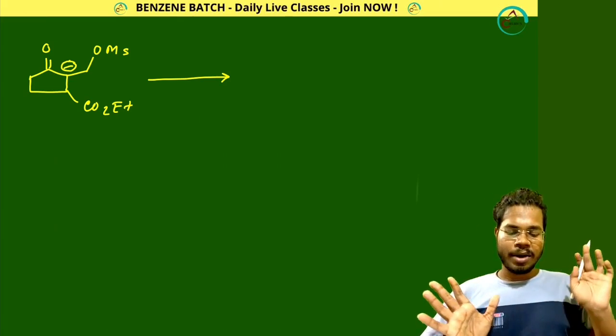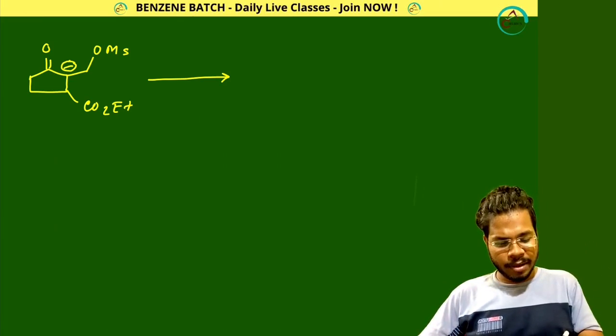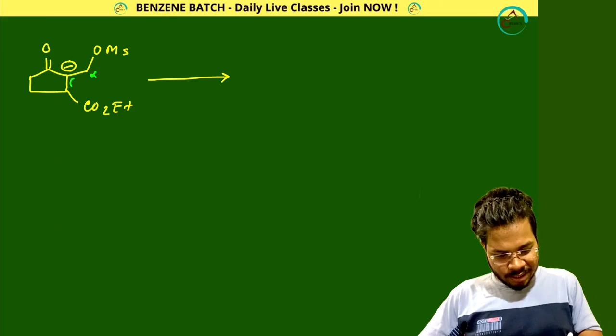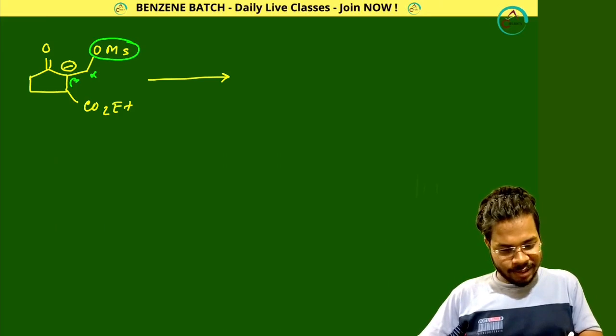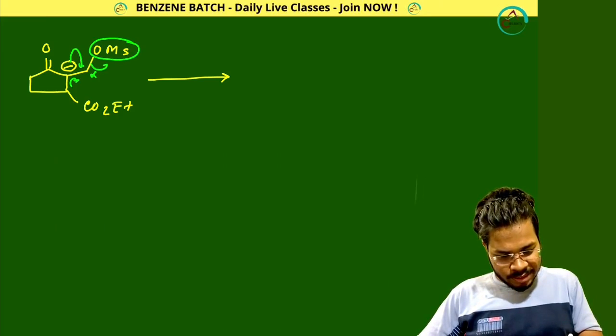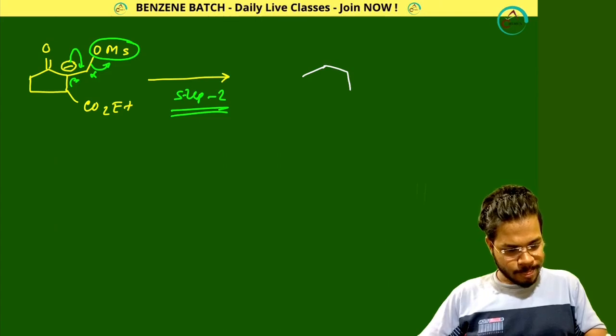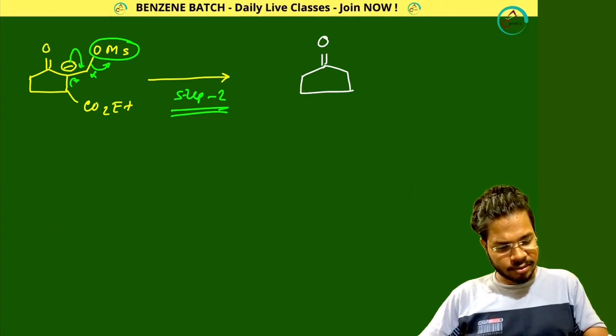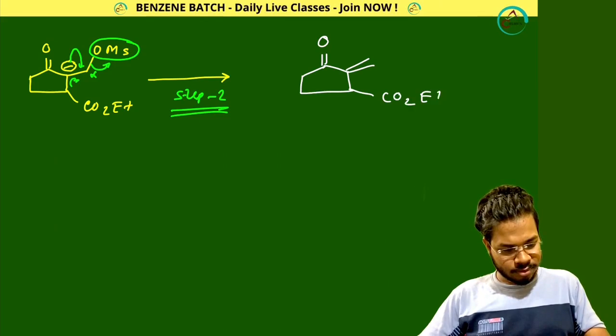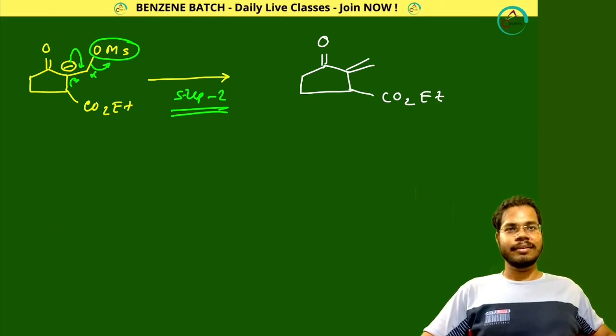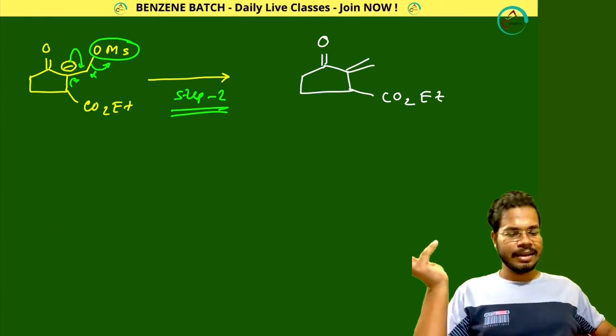So after the first step you are getting this. In the next step what will happen? This is alpha, beta again. This is my bad leaving group. So now in step 2, this leaving group will leave, and you will be getting this product, CO2Et. That's all. That is your product.